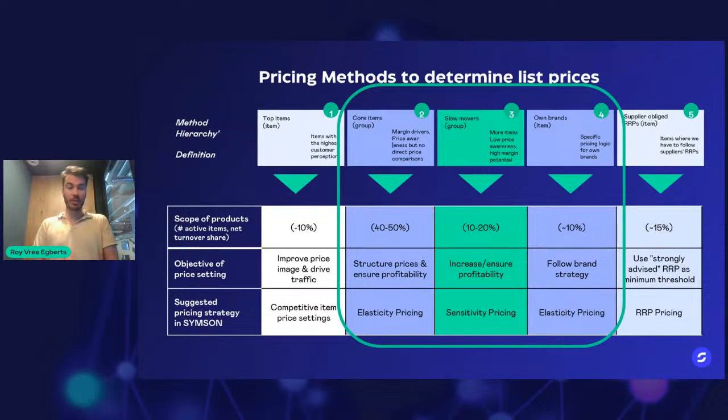Usually this is a group that is neglected in most companies because, well, it's a slow mover, it's not being pushed too much. But that is also where a lot of low-hanging fruit is, because with a proper experiment, you can actually earn some good margins on top of that. Same thing with your core items.